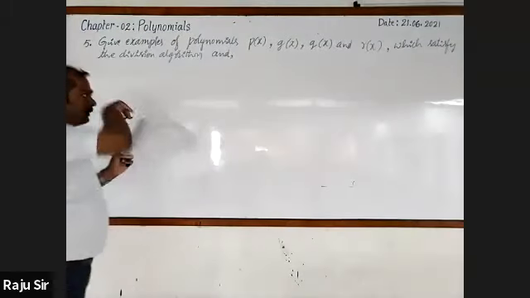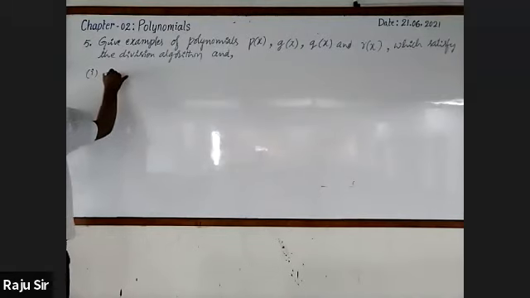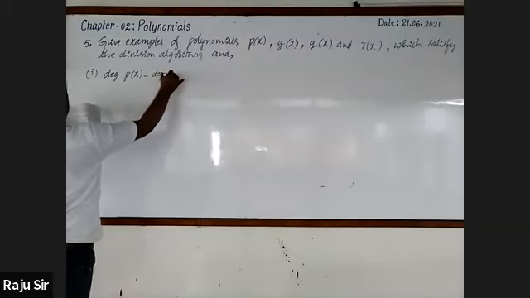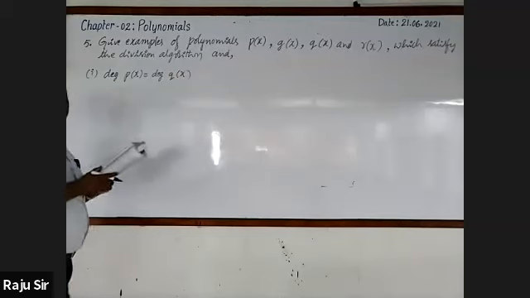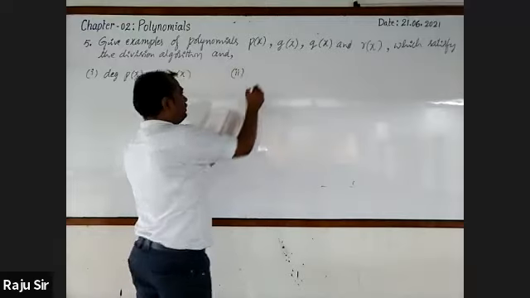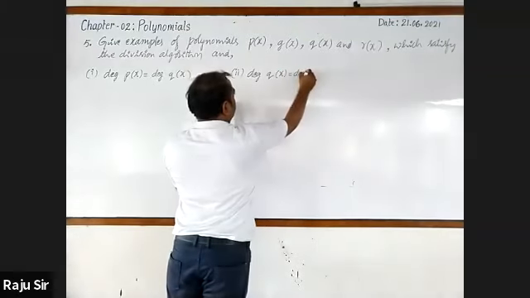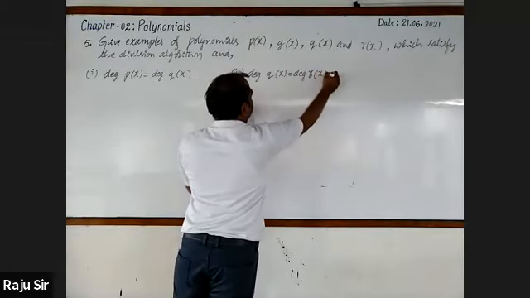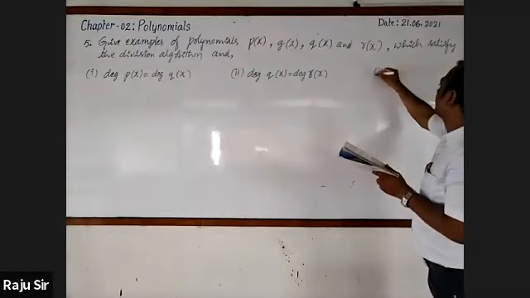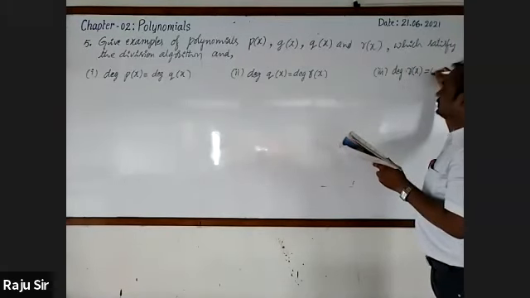And, first one, degree of p of x is equal to degree of q of x. Don't copy further, just observe. Second one, degree of q of x is equal to degree of r of x. Next, third one, degree of r of x is equal to 0.